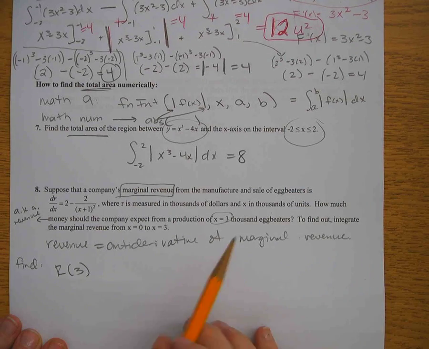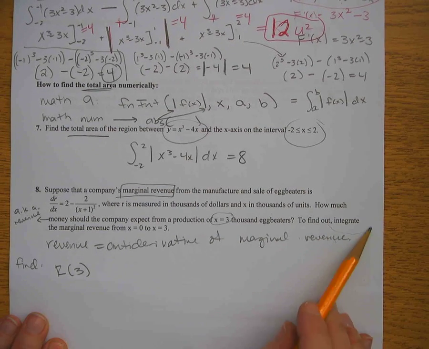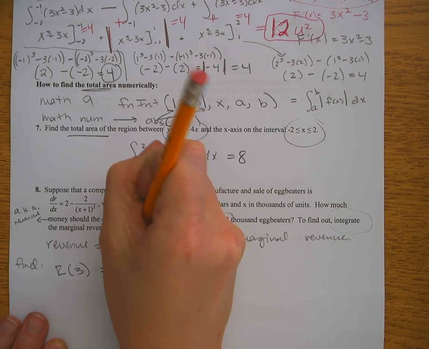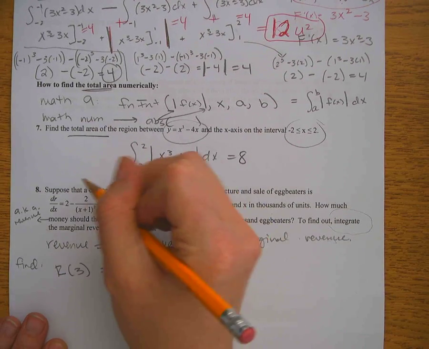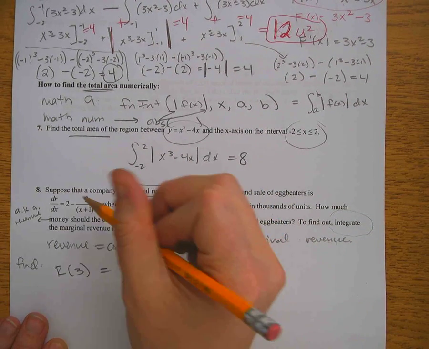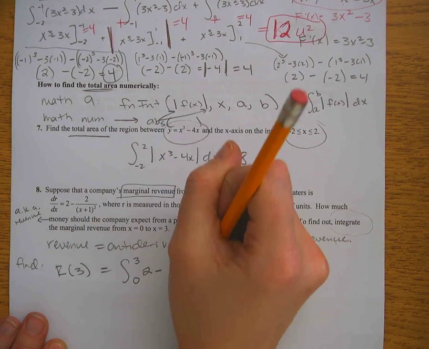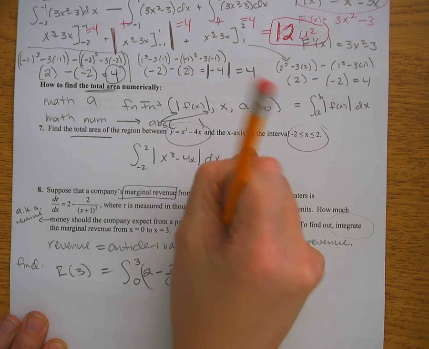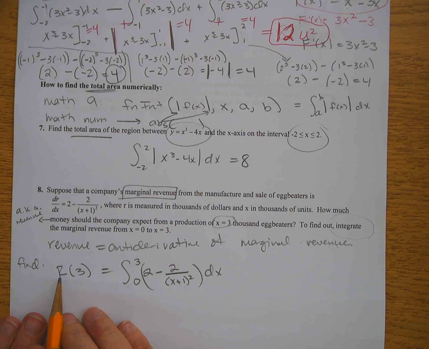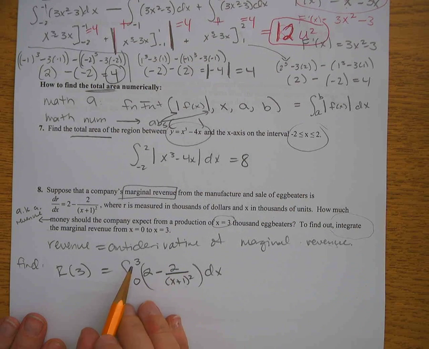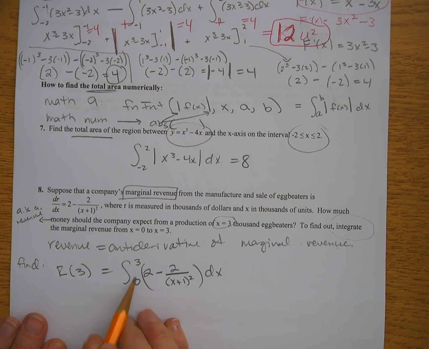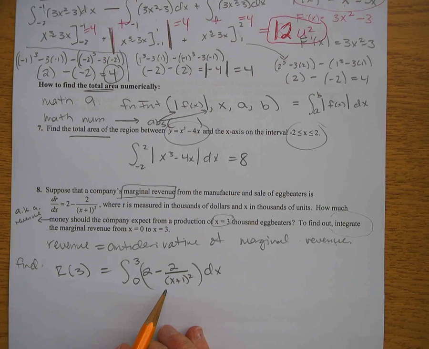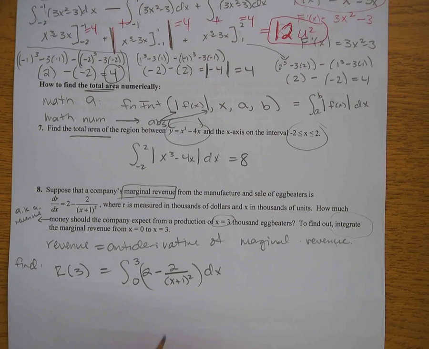We're basically told the way to do that, the application of that, is we integrate marginal revenue from 0 to 3. We find the area under that curve. This integral is basically the antiderivative of this. So we take the antiderivative, or the integral, of the marginal revenue, and to figure out a value of the function, the actual revenue from 3,000 egg beaters, you just plug the 3 in there. So we're going to find a definite integral from 0 to 3 of this. Well, since we just learned how to use the calculator, why don't we go ahead and use it now?